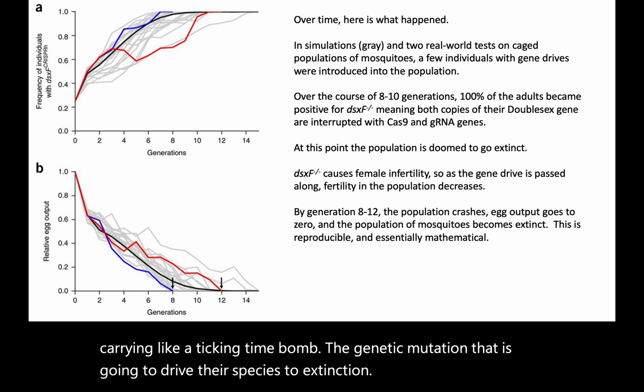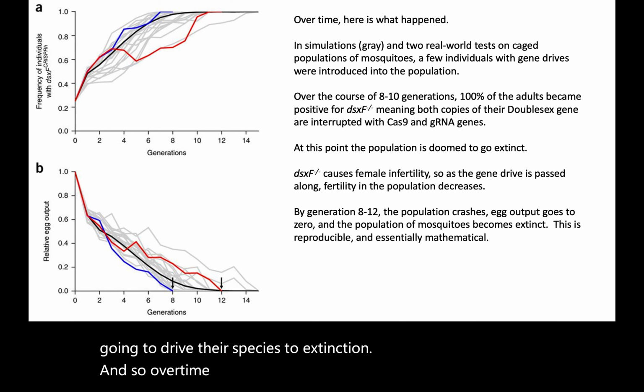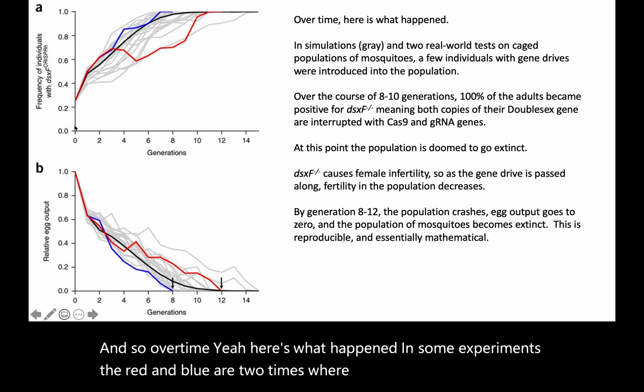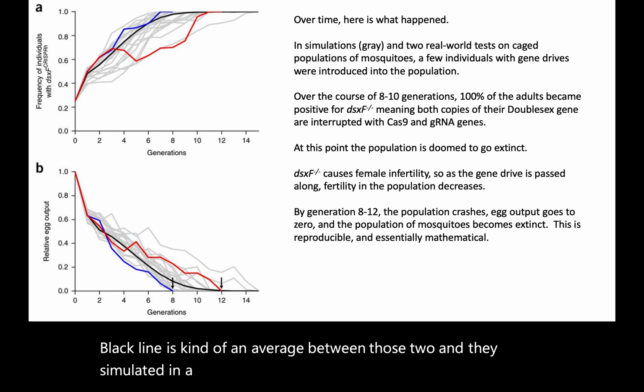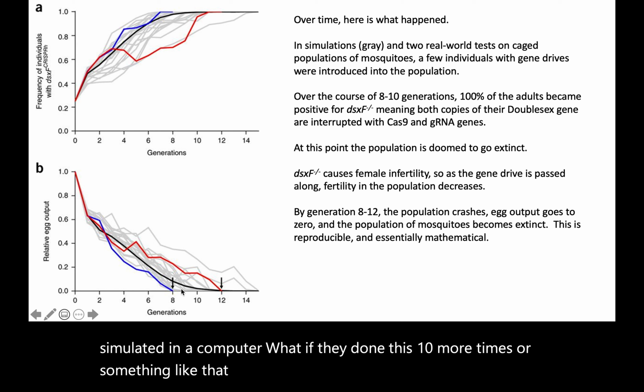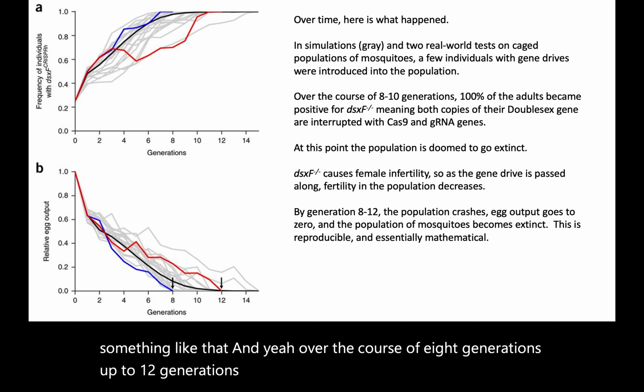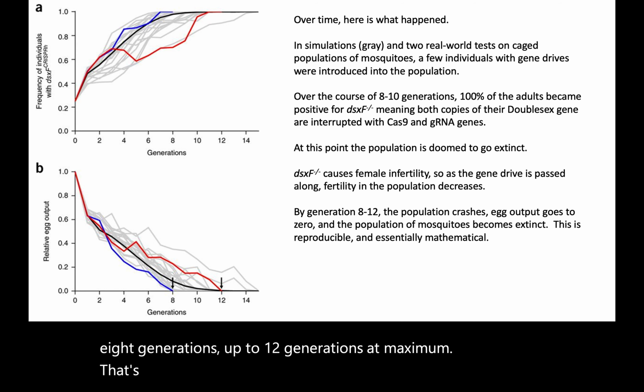And so over time, here's what happened in some experiments. The red and blue are two times where they ran the experiment. The black line is kind of an average between those two, and they simulated in a computer what if they'd done this 10 more times or something like that. And over the course of 8 generations, up to 12 generations at maximum, they were able to drive the population of several hundred caged mosquitoes extinct.